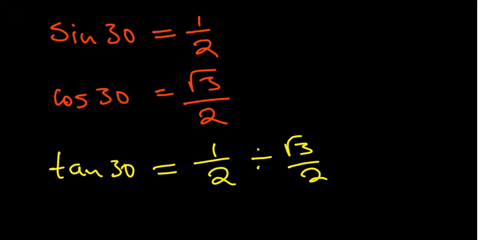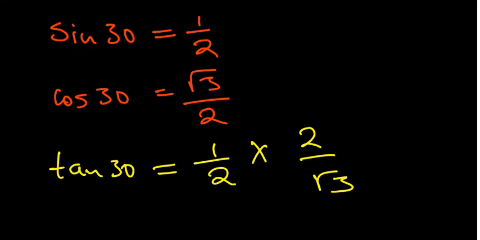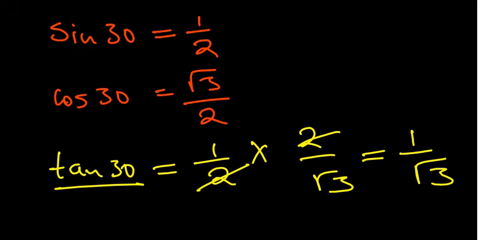Now division requires changing to multiplication by the reciprocal, so it will be multiplied by 2 over root 3. The 2s go away, and the answer becomes 1 over root 3. That's a very important identity, and it's basically true. If you punch tan 30 on a calculator separately, and then also divide 1 by root 3, you get the same answer. So the identities themselves show this.